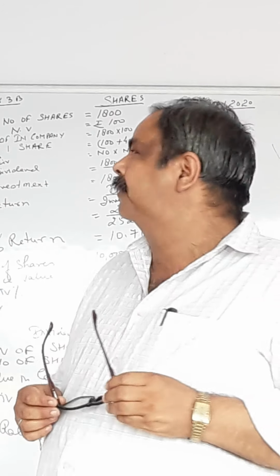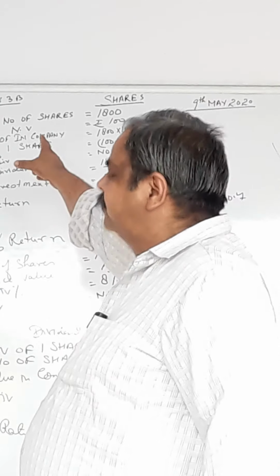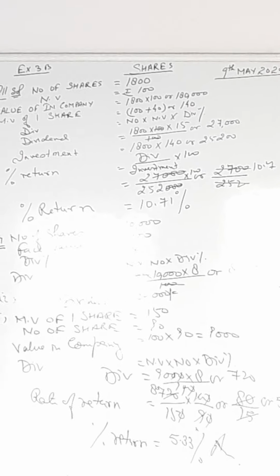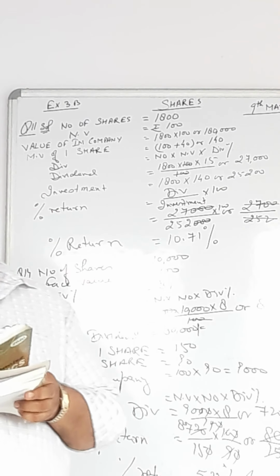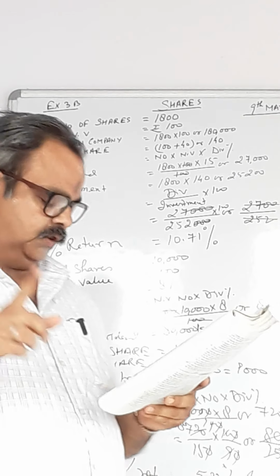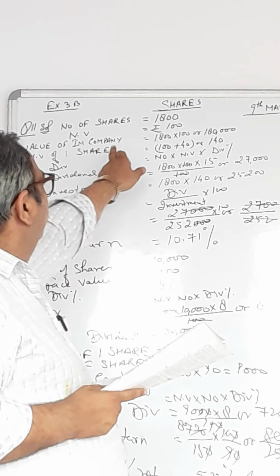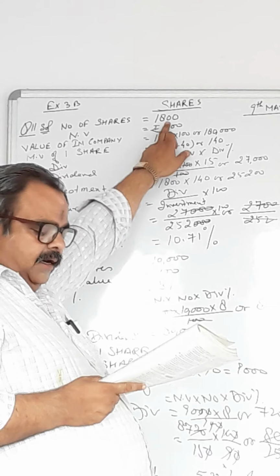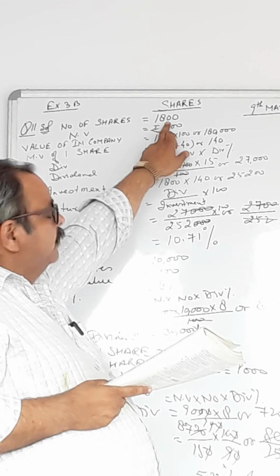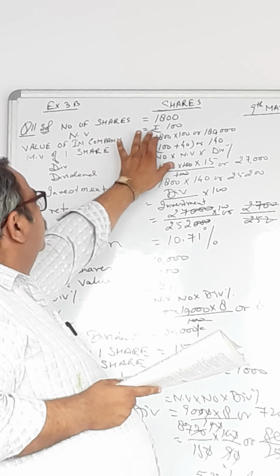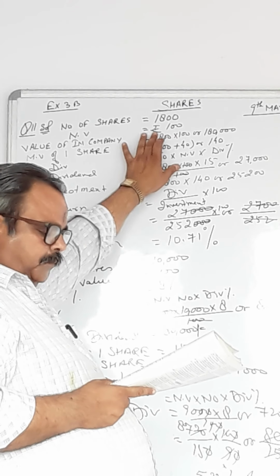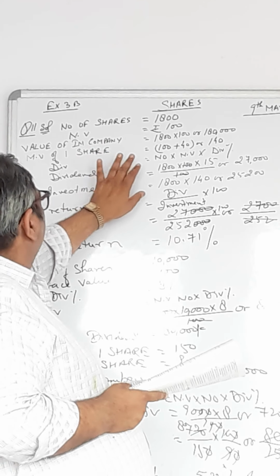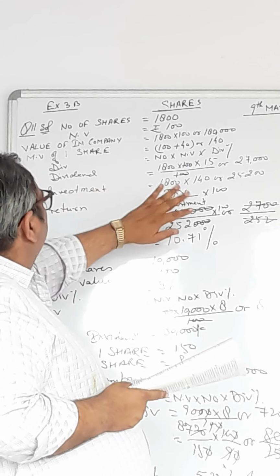Just come to question number 11, exercise 3B. Read the problem. A lady holds 1800, it means number of shares, 1800 shares of a company. Nominal value of a share is rupees 100. Pays 15% dividend. Dividend 15% they have given.